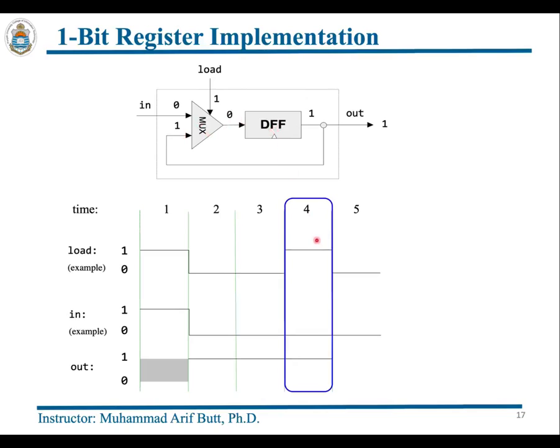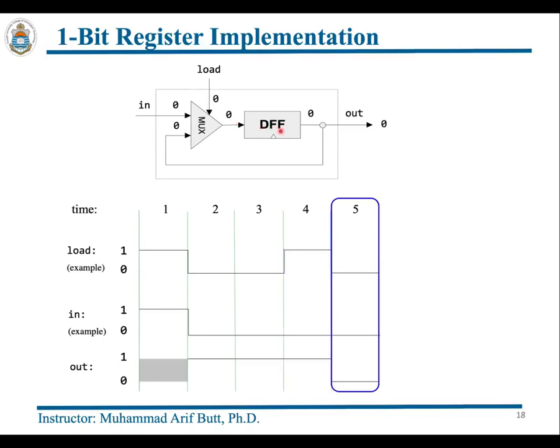At time 4, we have the load as 1 and the in as 0. The previous state is of course 1, that is coming here. Since the load is 1, the multiplexer will output this input to the D flip-flop, that is, this 0 will come over here. So this 0 will move into the D flip-flop, the state, and here it goes. So this is the basic implementation of a single bit register.